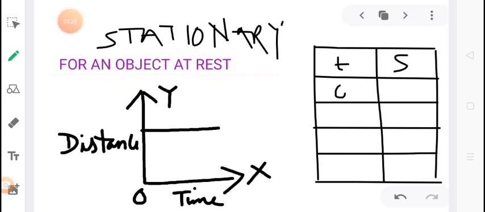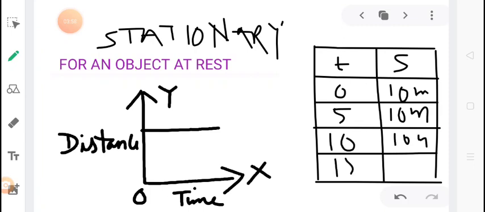Let's consider that when the time was 0, the object was at a distance of 10 meter from the reference point. Now in this case, what is the reference point? The origin, O. Now when time increases, say to 5, the position of the object does not change. It becomes 10, the position of the object is still the same. Finally it becomes 15, say 15 seconds, we are measuring time in seconds, the distance is still the same, the position of the object is still the same.